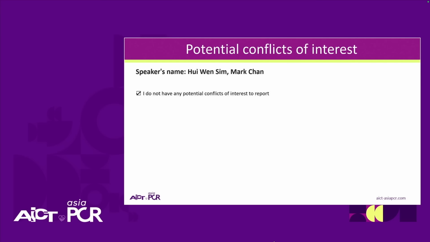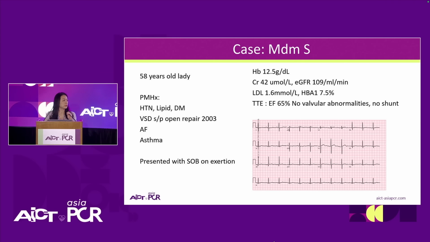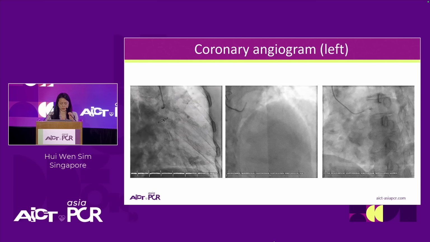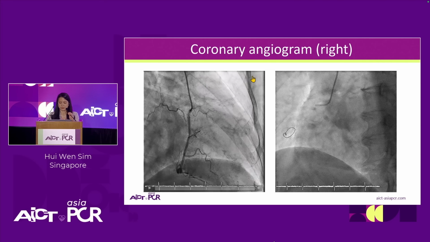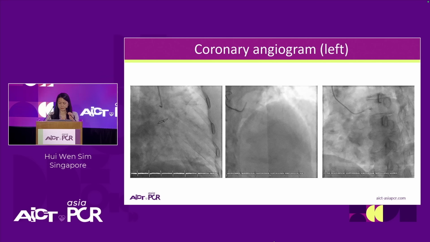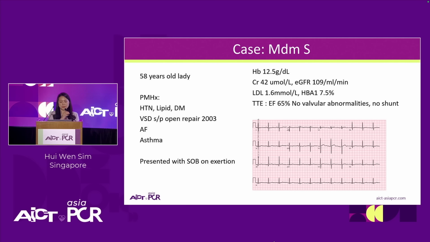Okay, so I'm just going to give a quick background of the patient. We have no conflict of interest. This is a 58-year-old lady. She has a background of hypertension, hyperlipidemia, and diabetes. She had a VSD with open repair done before, AF and asthma. She presented to us with shortness of breath on exertion. Her hemoglobin and renal function are all unremarkable.